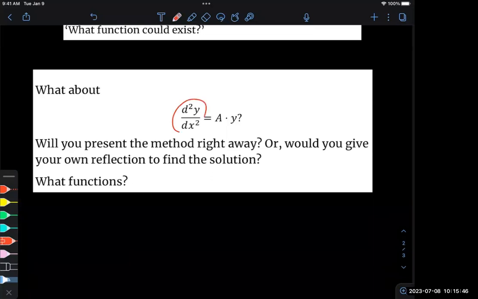Now I'm looking at the second derivative being equal to a constant multiple of the function itself. This is known as a second order differential equation. It's one of the simplest kind. And can you give a personal thought? What do you think I would have done if I was writing about this equation, right?